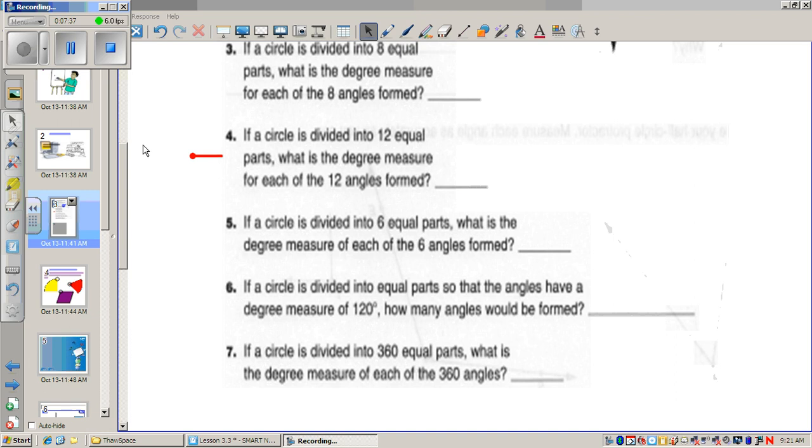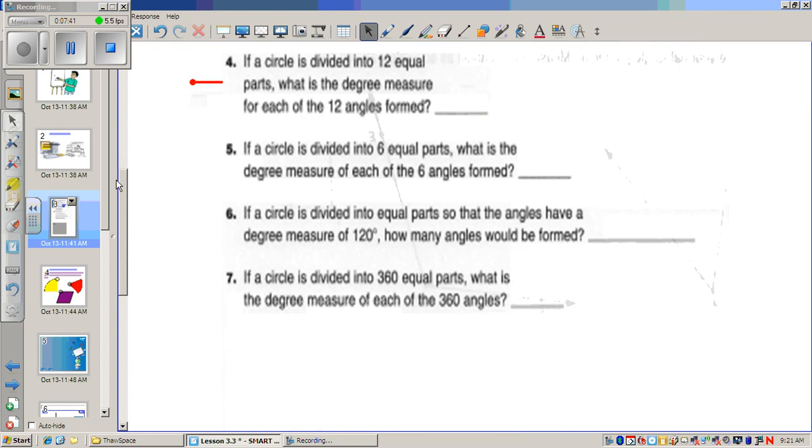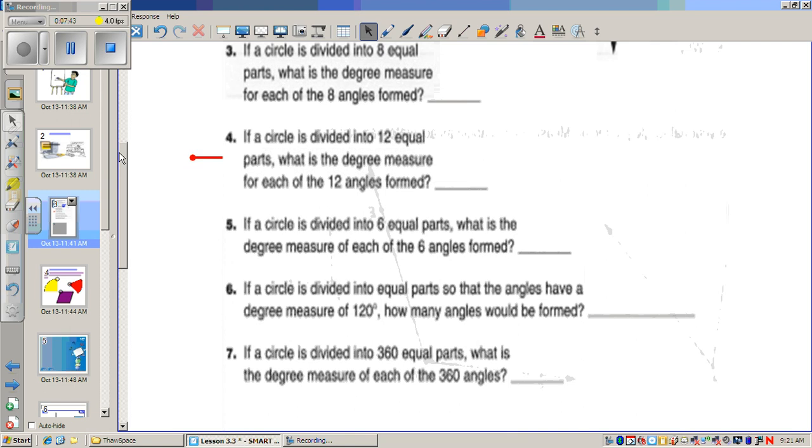So number your paper 3 through 7, and let's see if you can write down the answers for number 3 through 7. All right? Do your best. Remember, you can pause at any time. All right, let's move on.